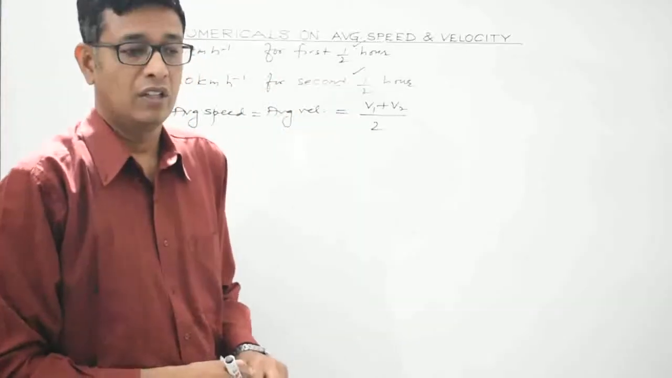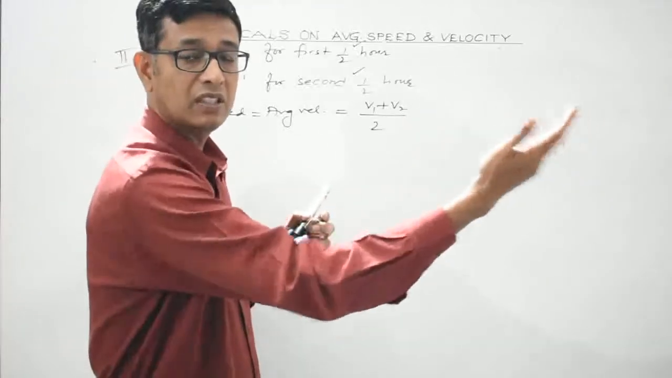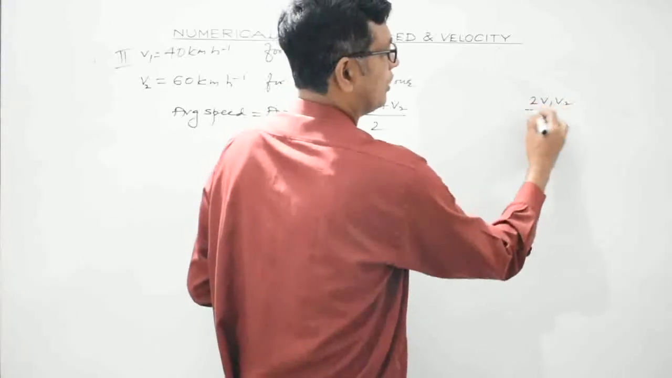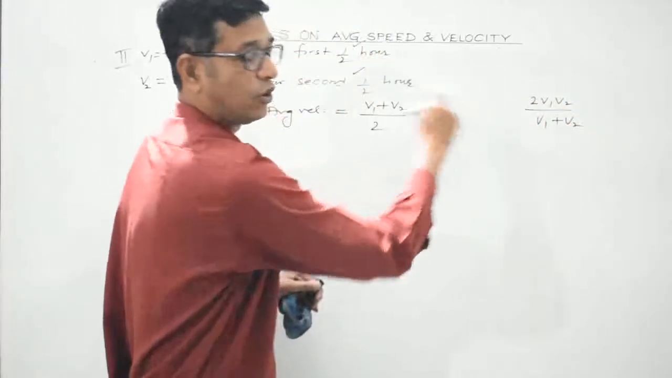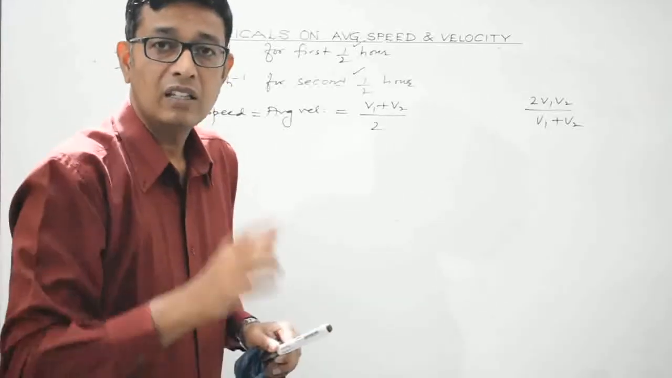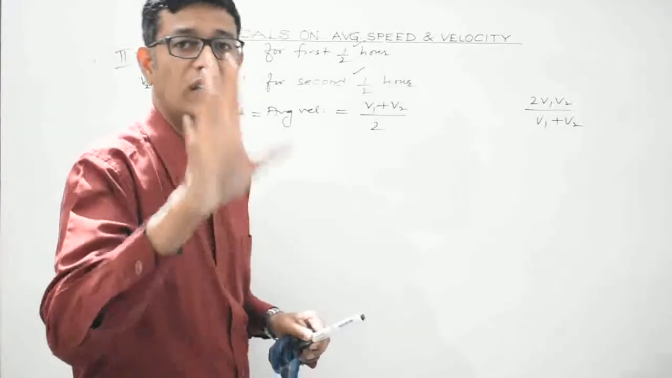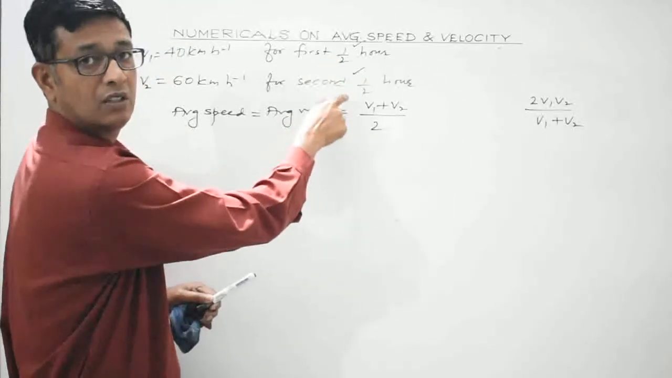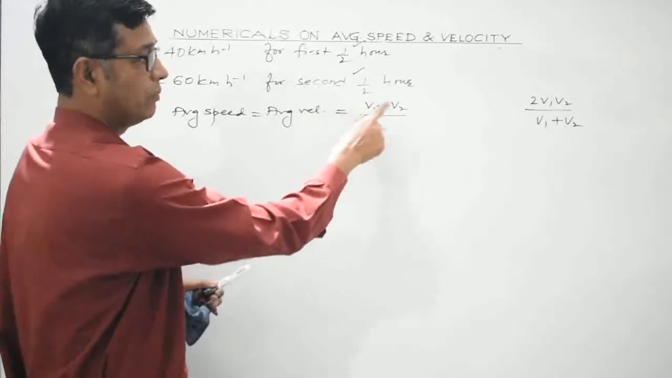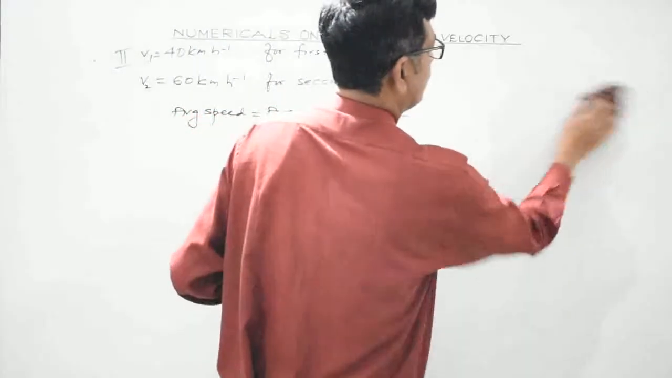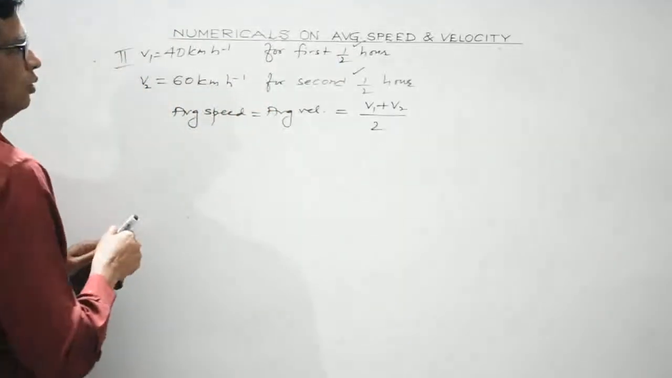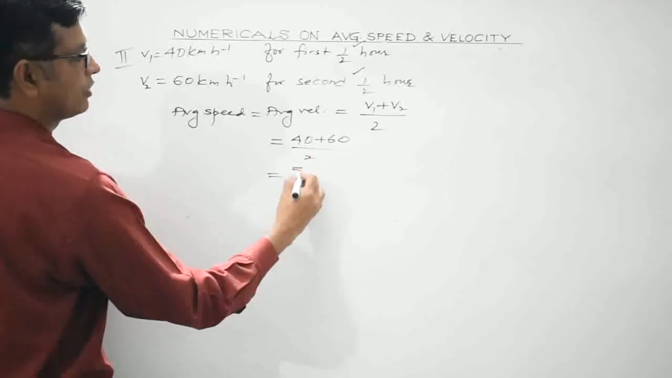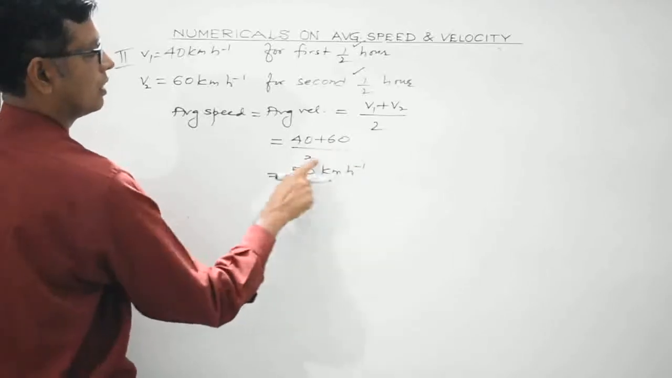Again, I must remind you, if the body covers equal displacements in unequal intervals of time, then this formula is used: twice V1 V2 divided by V1 plus V2. This formula is to be used when the body covers equal displacements in unequal intervals of time. But here, it is the case of equal intervals of time. So here we will make use of this formula, which is the arithmetic mean of V1 and V2. Right? So, let's solve it. Okay, it can be easily solved. It will be 40 plus 60 divided by 2. Obviously, it will be 50 km per hour.